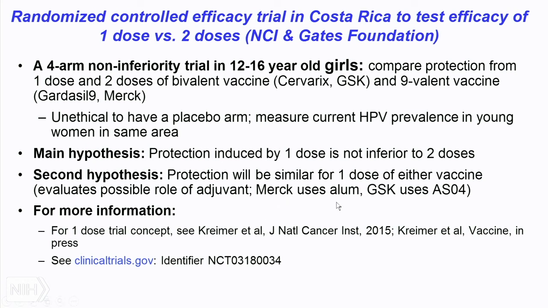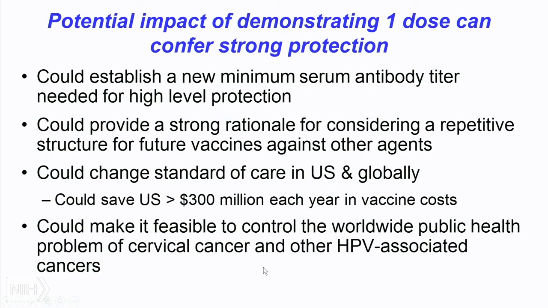Merck uses a standard aluminum adjuvant. GSK uses a proprietary adjuvant, which is more immunogenic, which probably accounts for their having higher antibody levels and more cross protection. If you want more information, Amy Kramer, who's the principal investigator, wrote a paper 2.5 years ago in the JNCI talking about it. And also at clinicaltrials.gov, this is the identifier number that gives you some more details about the trial.